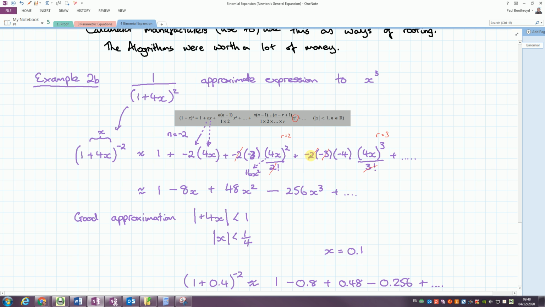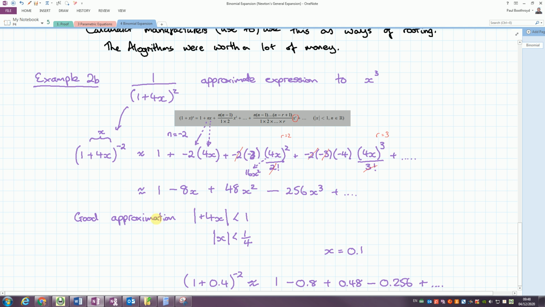Moving on to the next one, we've got our n, minus 2, minus 3 times minus 4. We've got 3 negative signs, so that's negative. We've got 4x all cubed. 4 cubed is 64, times 4 is 256. People who use computers should recognise that one. The 3 and the 2 from the 3 factorial cancel with the 3 and the 2 from the n and n minus 1. So we now have this expansion.